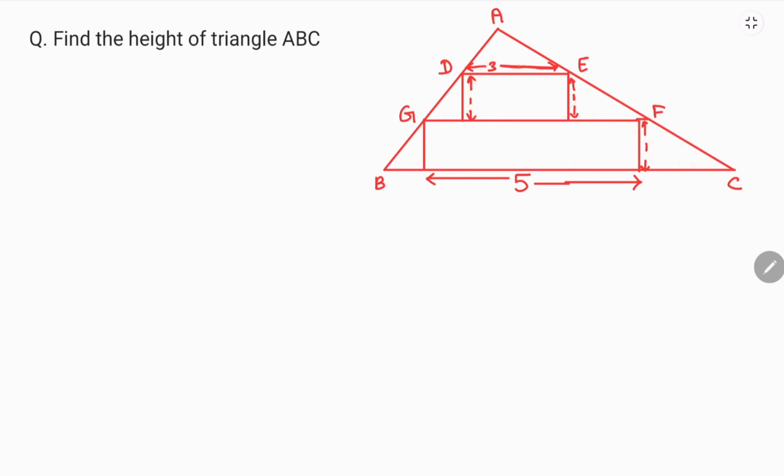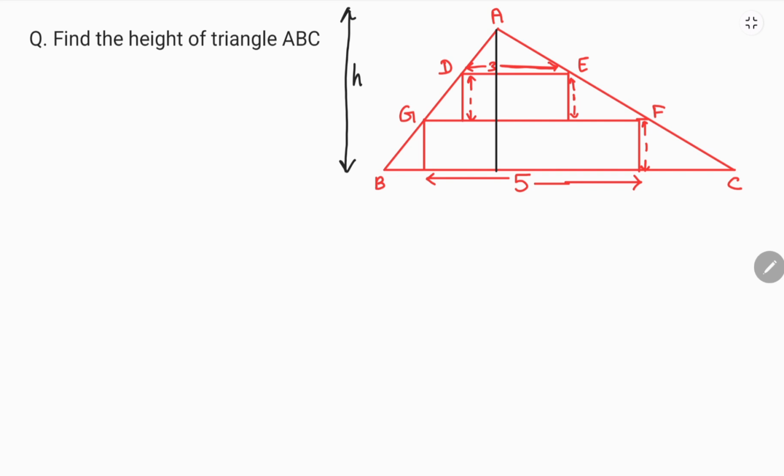And what do we need to do? We need to find out the height of this triangle. That means we need to find out this height, from A to this BC. We need to find this height.